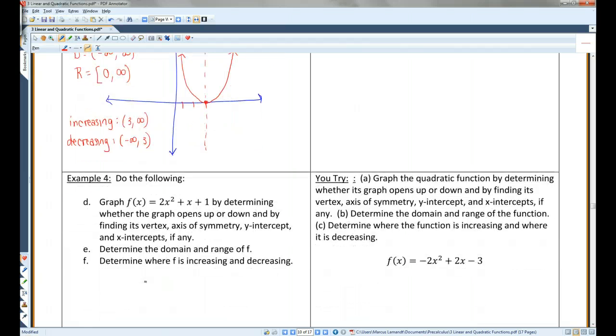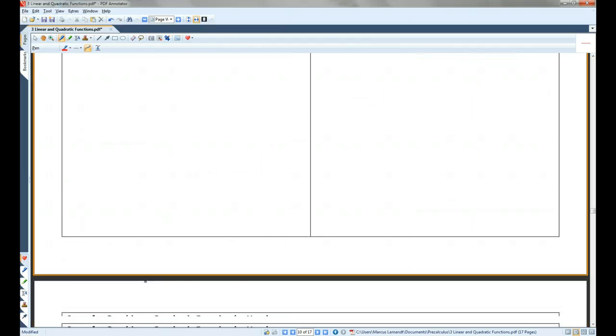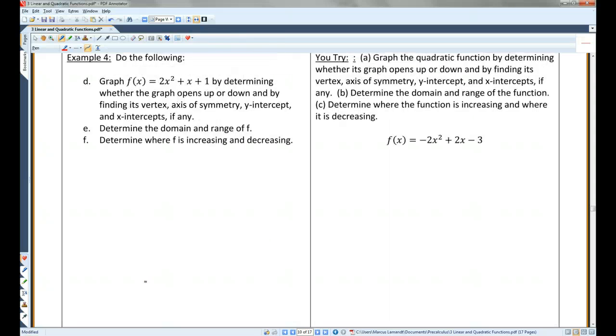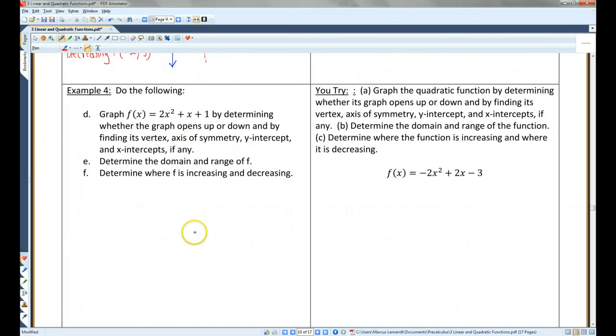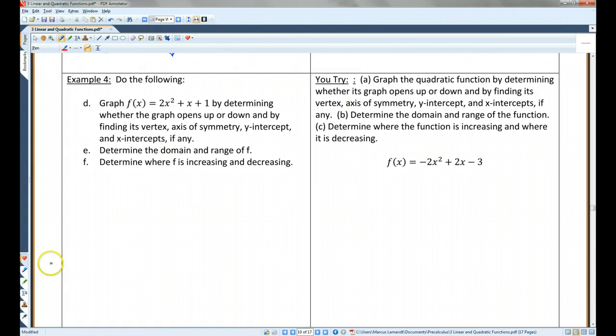So this should say example 5. Whoops. But that's alright. I think I'm going to save this one for part B. So I'll stop it here.